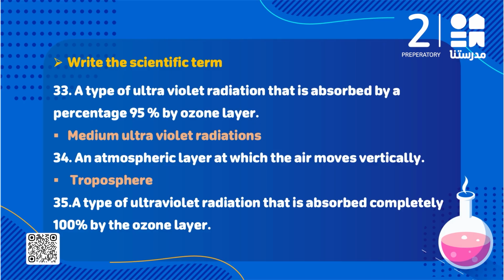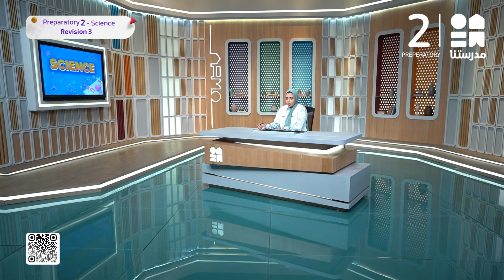Okay, 35: a type of ultraviolet radiation that is absorbed completely, meaning 100%, by the ozone layer. We just said that the ultraviolet radiation that is absorbed completely by the ozone layer is called what? It's called far ultraviolet radiation. Next, the unit that measures the degree of ozone.